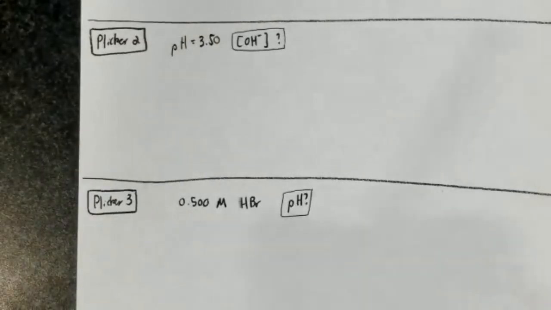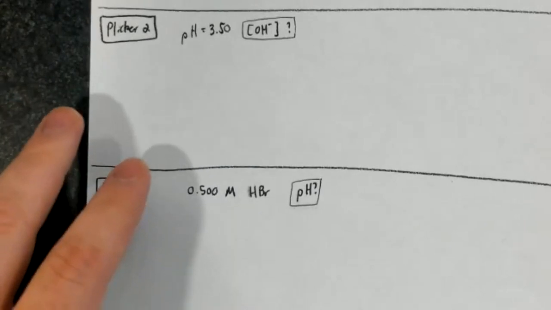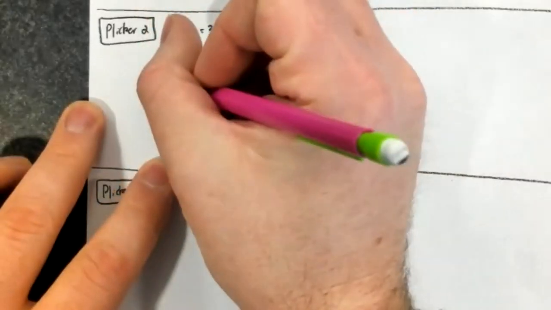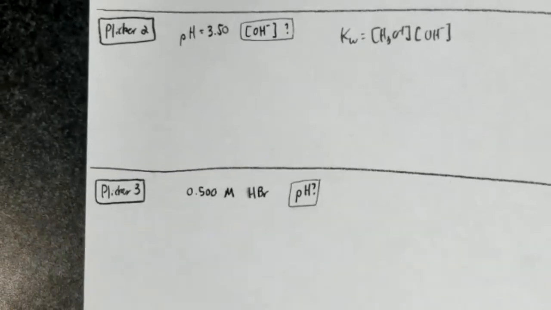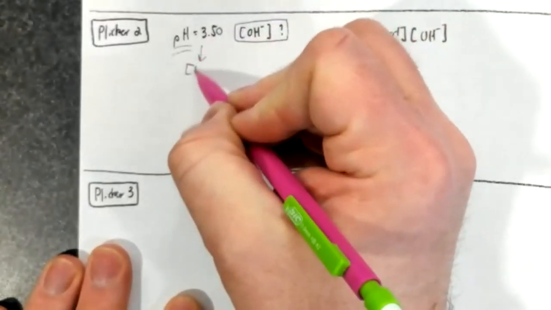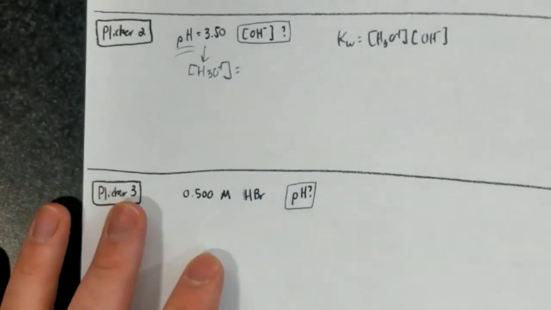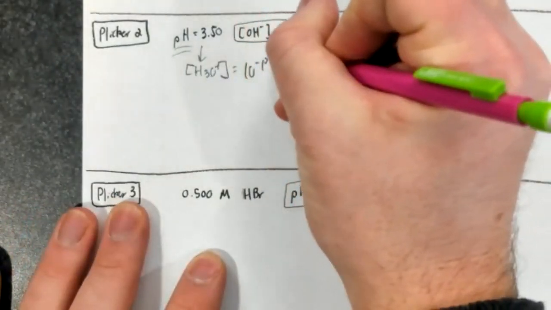Again, we're given our pH. What we want to do is convert into H3O plus because we have that relationship between H3O plus and hydroxide based on our Kw. Kw is going to equal the concentration of H3O plus times the concentration of hydroxide. So we need to take this pH and convert it into the concentration of H3O plus, and we do that by utilizing this equation: 10 to the negative pH.